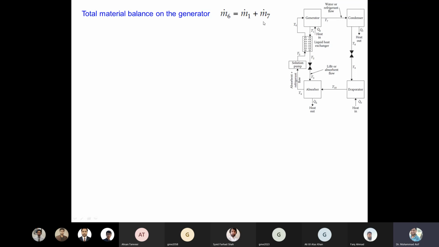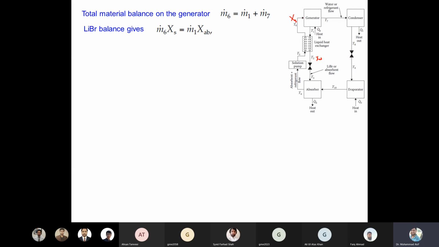If we apply the mass balance, that means M6 is equal to M1 plus M7. But in terms of mass fraction, we know that this is XS, as I have named it, and the one which is coming back is X absorber. So in terms of the mass fraction, M6 is the strong solution, that means M6 into X. This is the lithium bromide balance: the lithium bromide coming in and the lithium bromide going out.